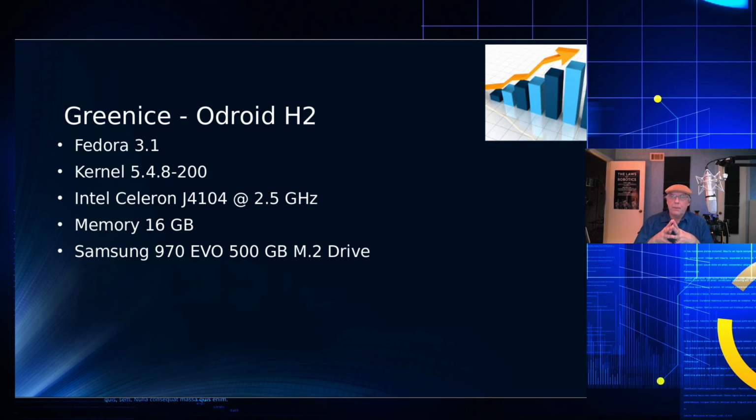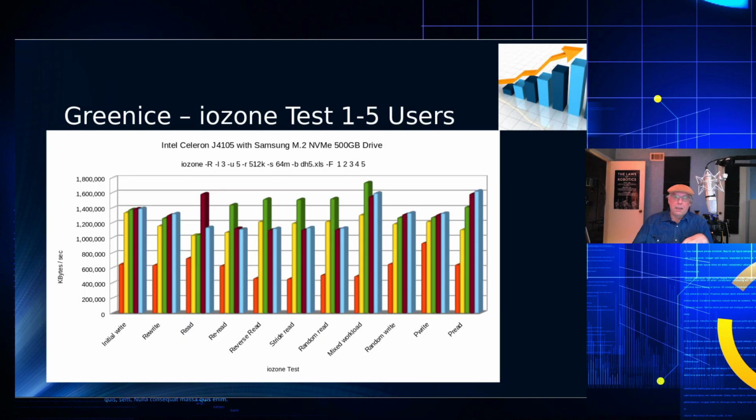Green Ice, the Odroid H2, also Fedora 3.1. It's a J4105, not 04, as I said. It's a 2.5 gigahertz, 16 gig of memory. It uses a 970 EVO. And the performance spec on this one was disappointing. I mean, it wasn't bad.